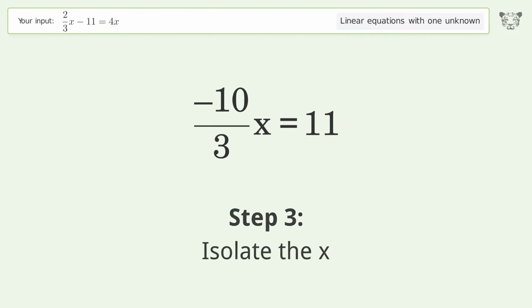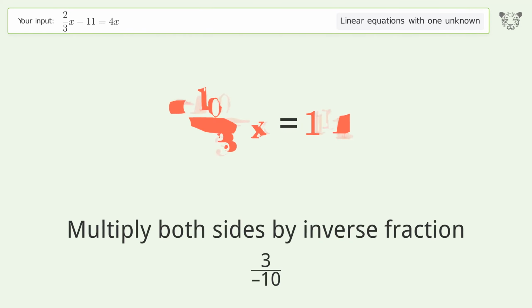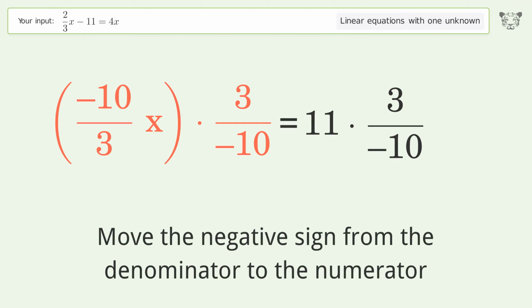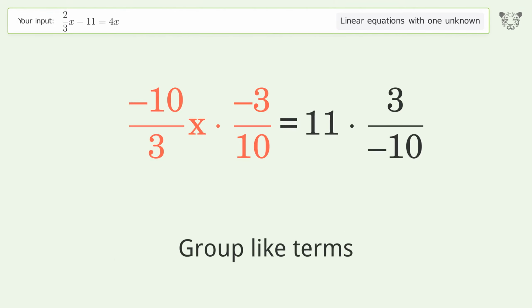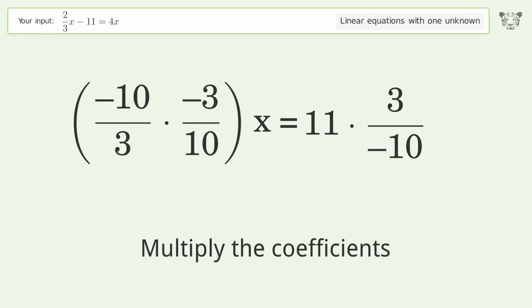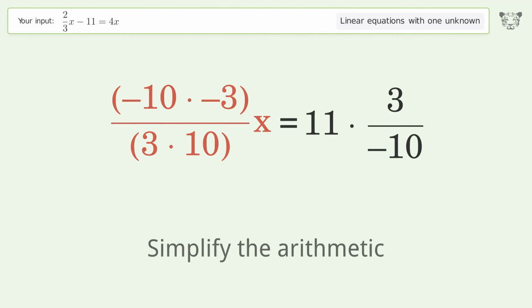Isolate the x. Multiply both sides by the inverse fraction 3/10. Move the negative sign from the denominator to the numerator. Group like terms. Multiply the coefficients. Simplify the arithmetic.